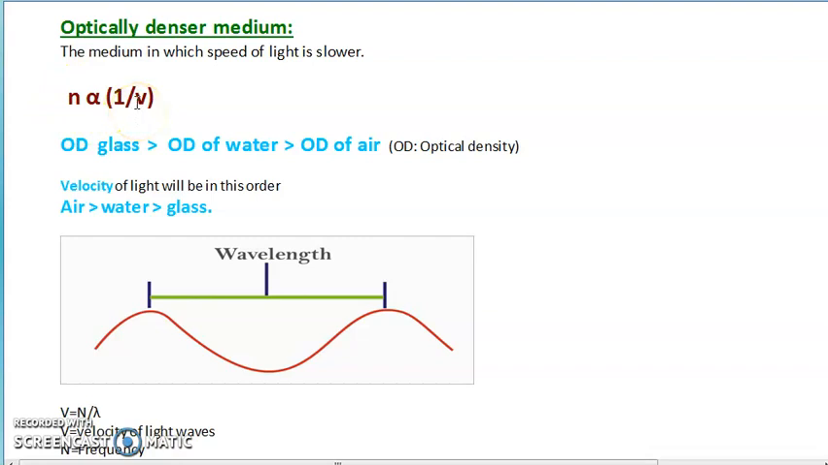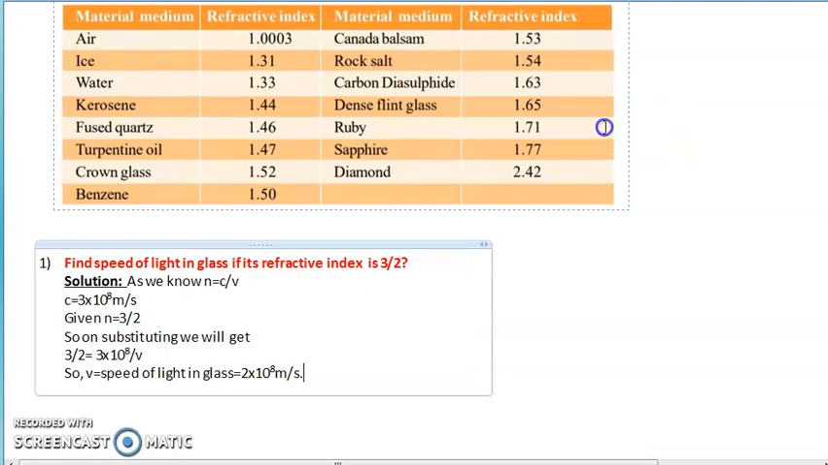It will increase. Okay, inverse relation means if you are increasing or decreasing any one term, the other term will definitely decrease or increase. And see, glass, what is the refractive index of the glass? That we need to take, 1.5. And what is the refractive index of water? 1.33. What is the refractive index of air? 1.